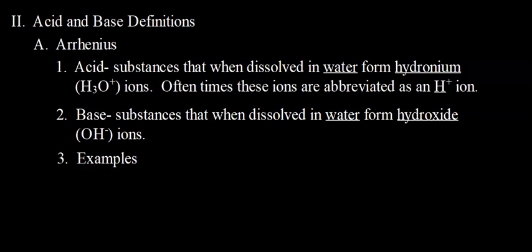An Arrhenius base is a substance that, when dissolved in water, increases the concentration of hydroxide ions. So basically, an acid is anything that produces H plus ions, and a base is anything that produces OH minus ions. Let's take a look at some examples. I'm going to write an ionization equation for the acid and a dissociation equation for the base.